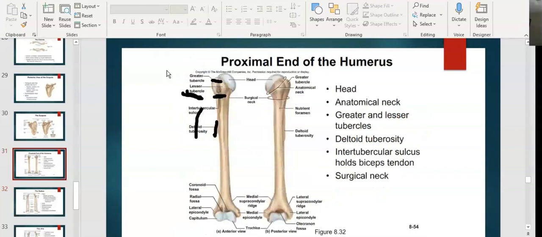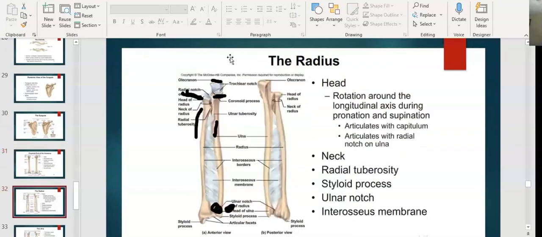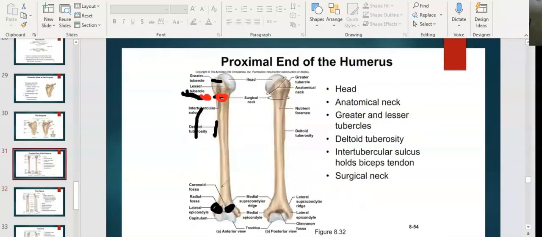So that's why right here in the anterior, you're going to have two fossas. Here you're going to have the coronoid fossa and the radial fossa. So when we flex our forearm, the coronoid process and the radial head go and hide in the coronoid fossa and the radial fossa of your humerus. Okay, so then that's how they actually work.